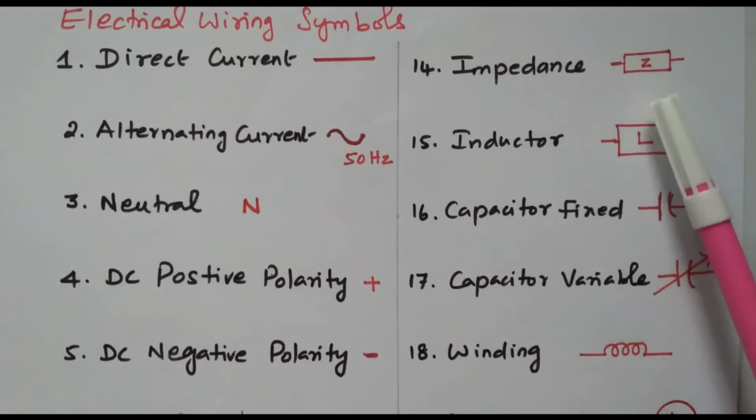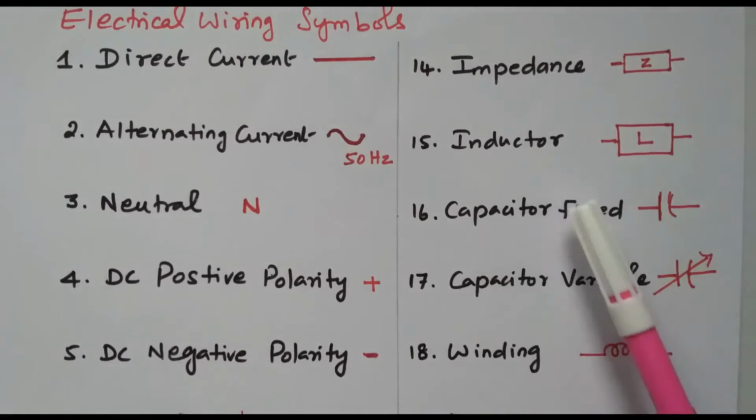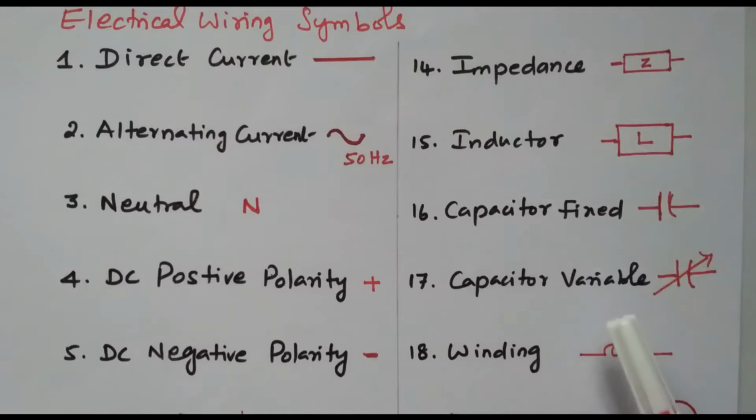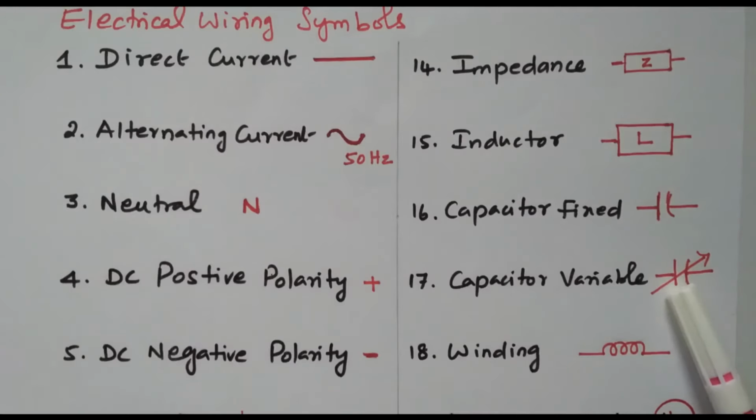Then impedance. It is represented within a box, Z. Z is nothing but an impedance. The inductor is represented by L. Within a box, L is given. Then fixed capacitor, variable capacitor. You know that this is the symbol of the capacitor. If this R mark is available, it means it is a variable capacitor. The value can be varied.